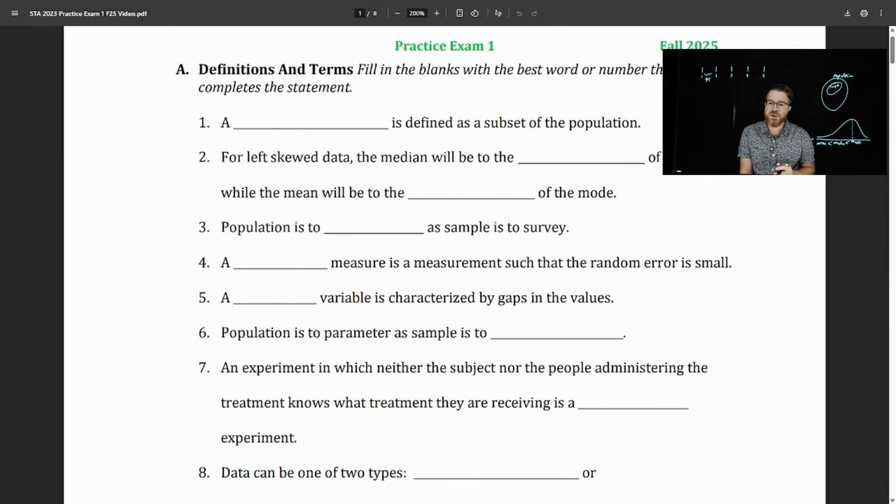Number 6, population is to parameter as sample is to blank. So for a population, if we're describing a characteristic about the population, we have a parameter. If we have a sample to describe a characteristic about the sample, this would be a statistic.